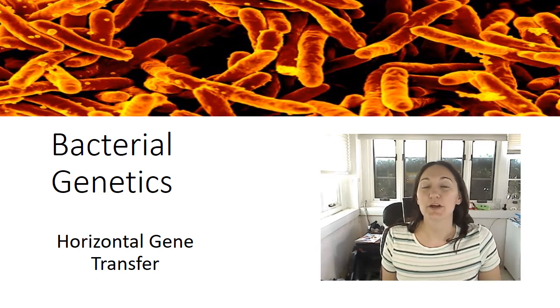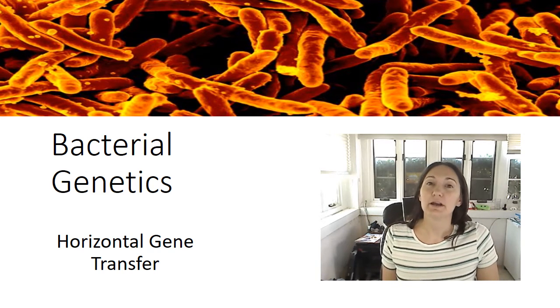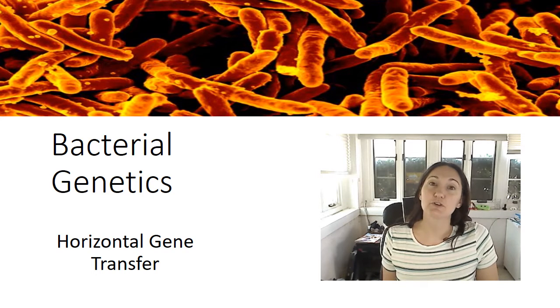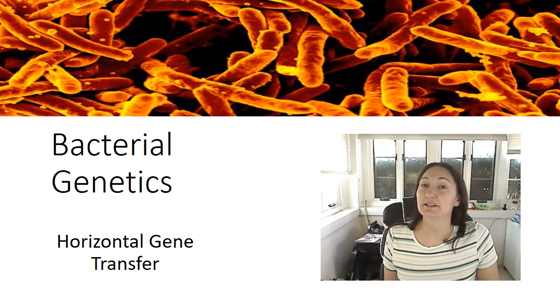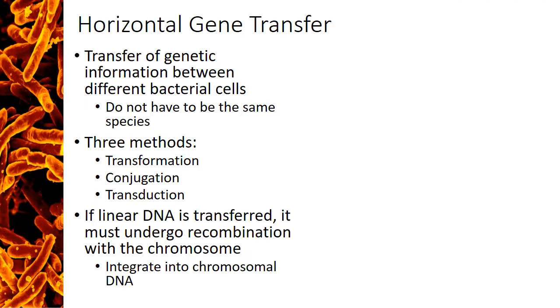Welcome to the last video in the unit on bacterial genetics. In this video, we're going to look at mechanisms of horizontal gene transfer, which are ways that bacteria are able to increase the variation since they are not sexually reproducing organisms. Let's take a look at these mechanisms.